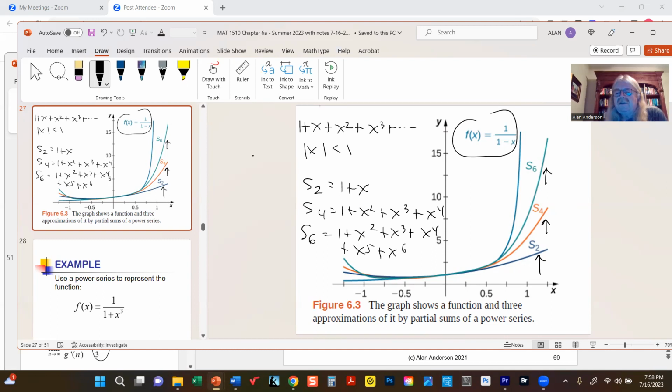So what you're seeing here is that if we keep increasing the number of terms in our partial sums, we're going to get progressively closer to the actual function. So depending on how much accuracy you need, you can use any one of these partial sums to approximate the function that you really need.